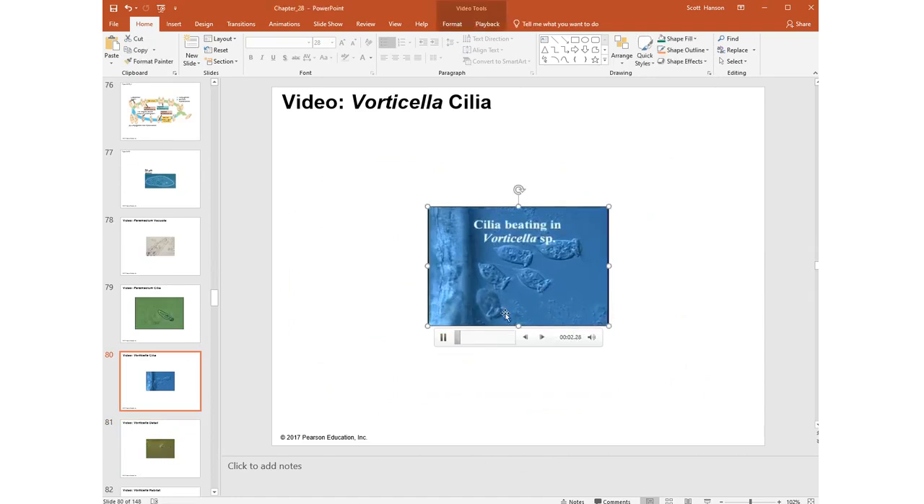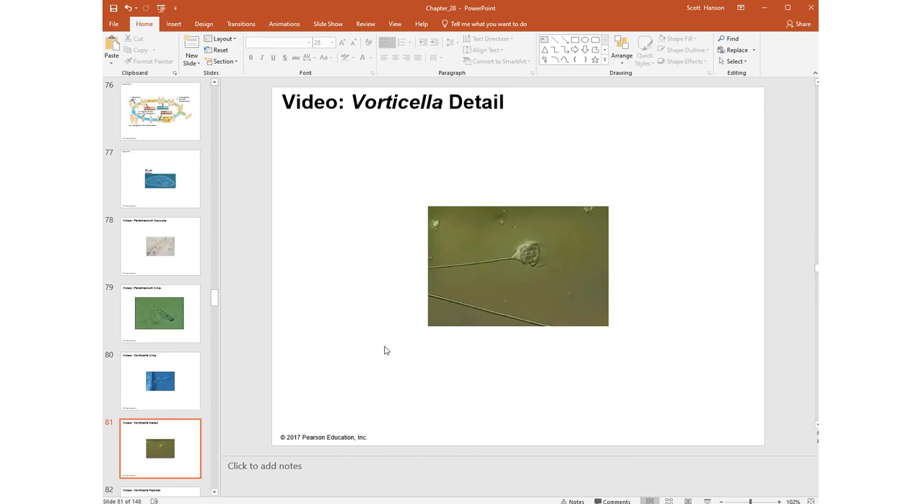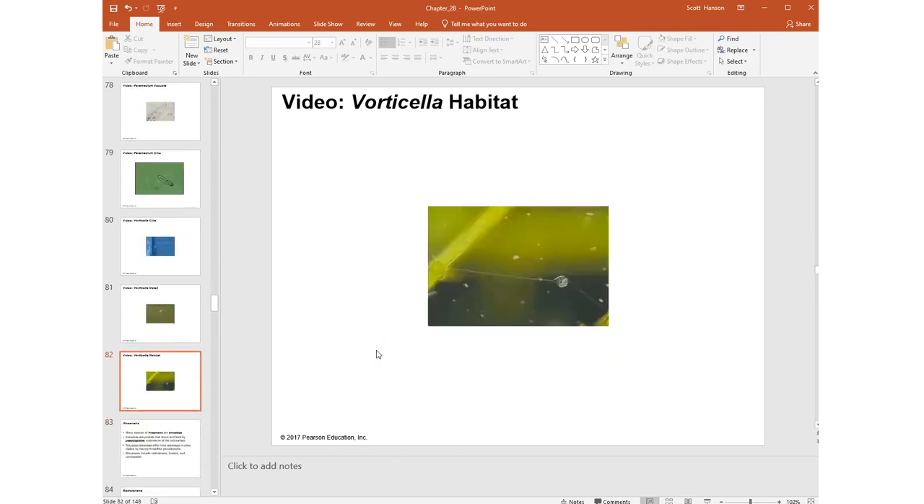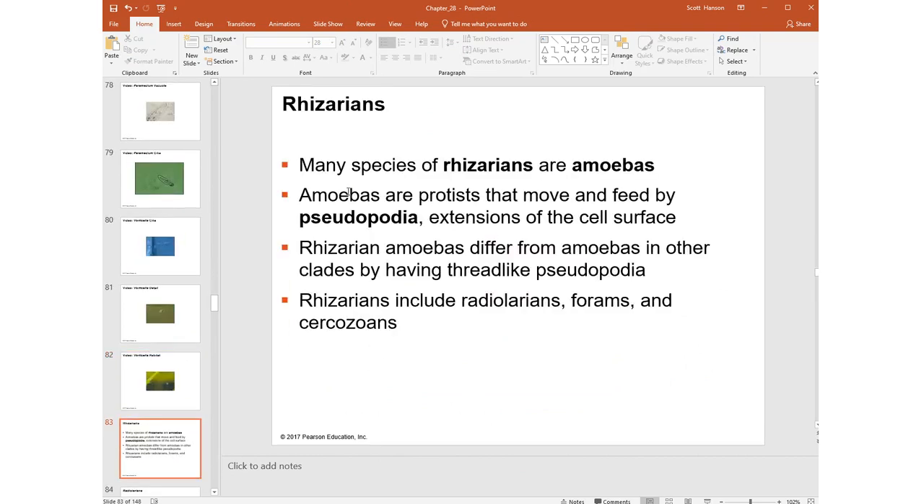They have cilia at one end of the cell. Kind of interesting stuff. You can watch those videos then. And here's a detail of Vorticella habitat, another video. And so now let's look at rhizarians.